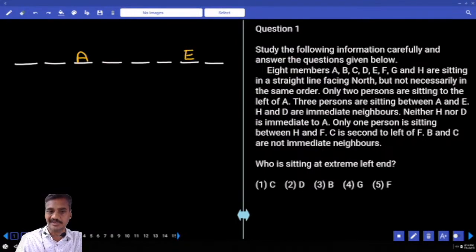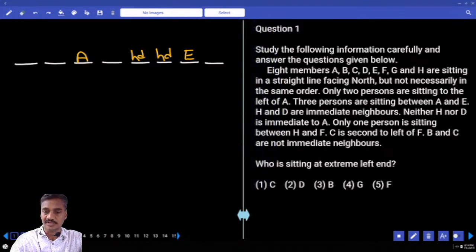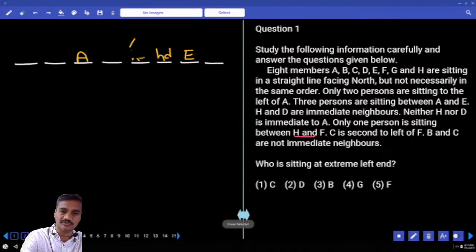H and D are immediate neighbors. Neither H nor D is an immediate neighbor of A, so H and D must be in these 2 places only, because these 2 persons cannot be adjacent to A. Next, only 1 person is in between H and F. If H is here, 1 person between H and F is not possible. So what is the only possibility we have? D is here and H is here, with 1 person between H and F.